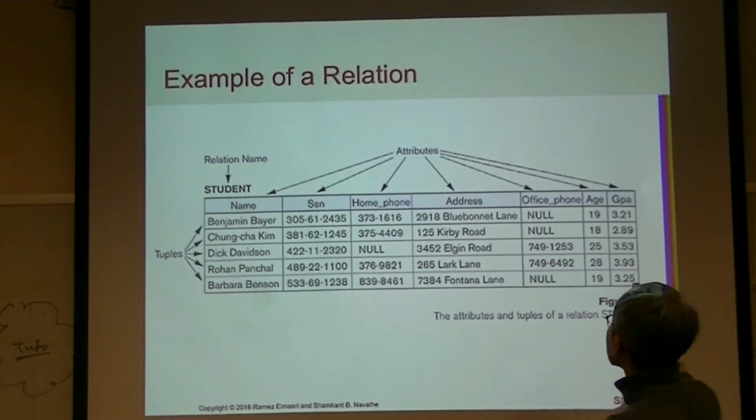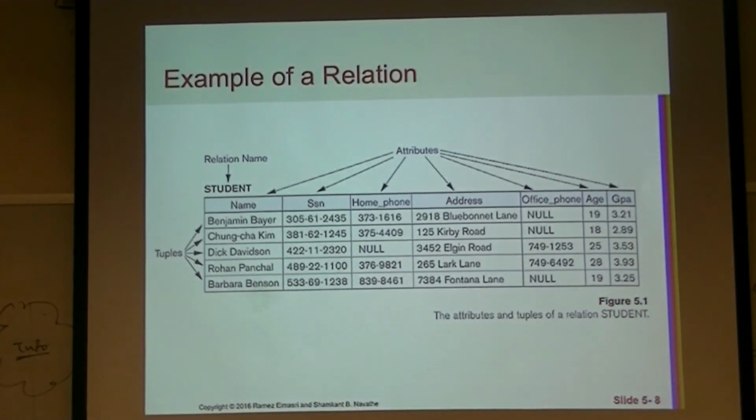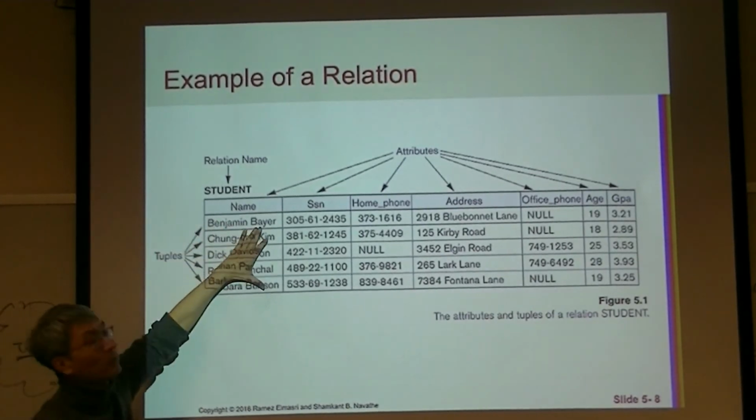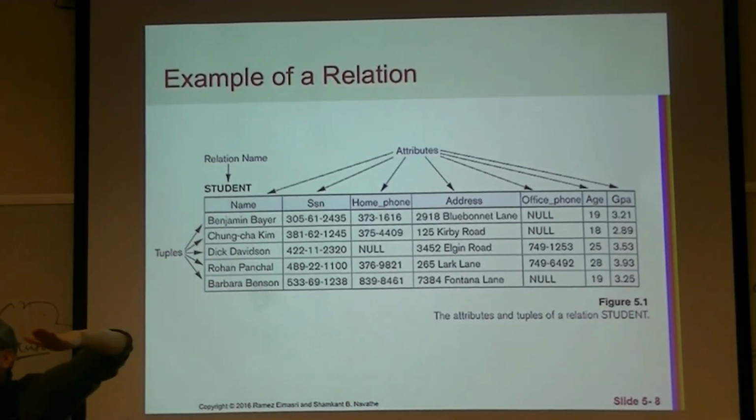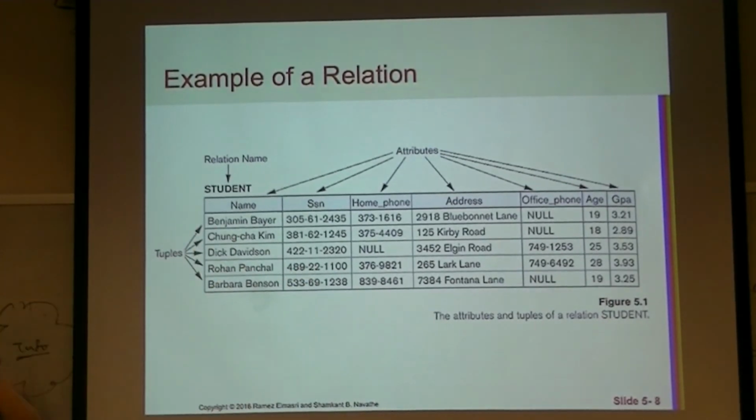So a relation is not only just a group of attribute columns. In addition, if we have a number of groups of data, and each data has the same common format, identical, then we say this is a relation.